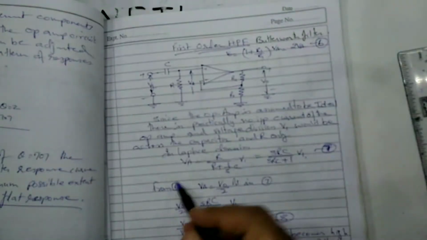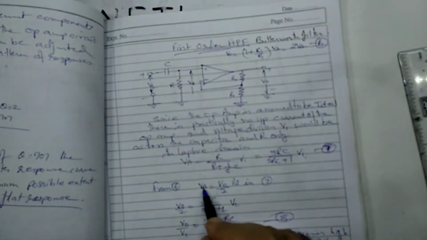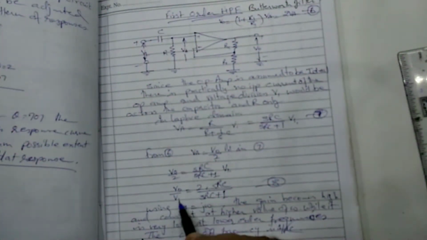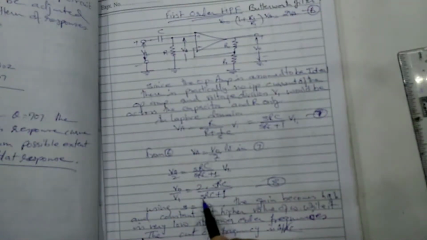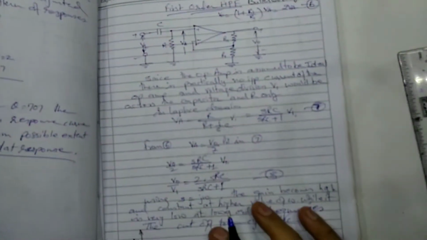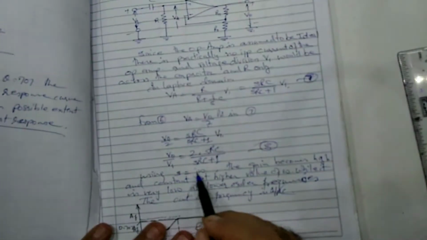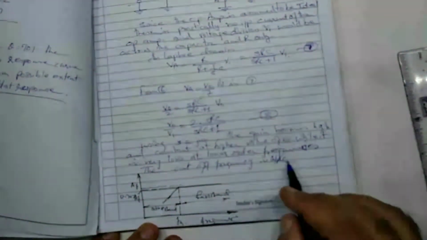From equation 6, VA = Vo/2. Putting this in equation number 7, Vo/2 = [SRC / (SRC + 1)] V1. Now Vo/V1 = 2·SRC / (SRC + 1). This is equation number 8. Using S = jω, the gain becomes high and constant at higher values of ω, while it is very low at lower frequencies. The cutoff frequency is 1/RC.